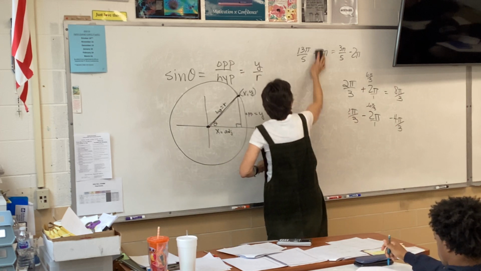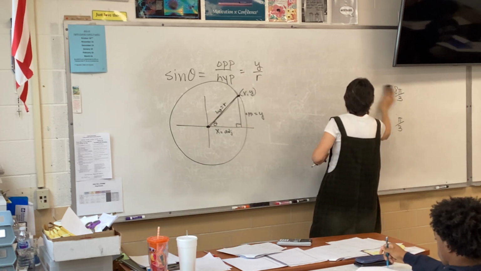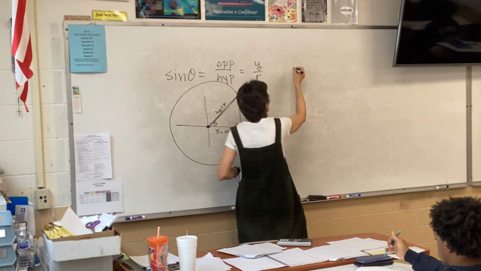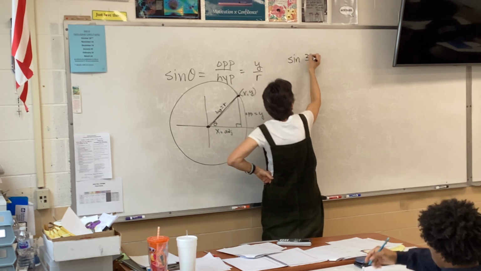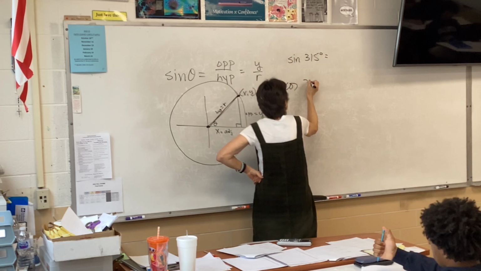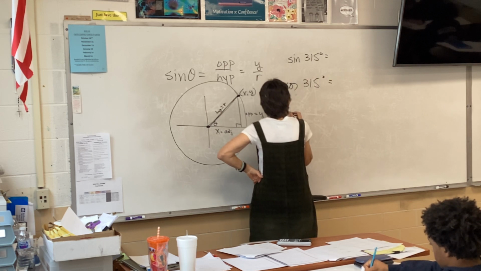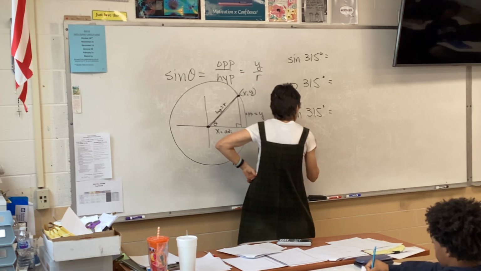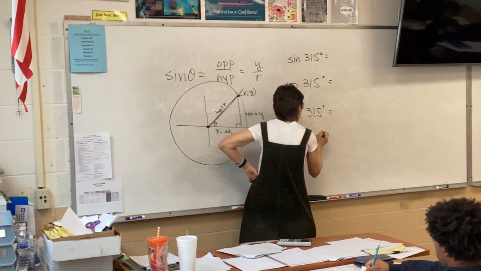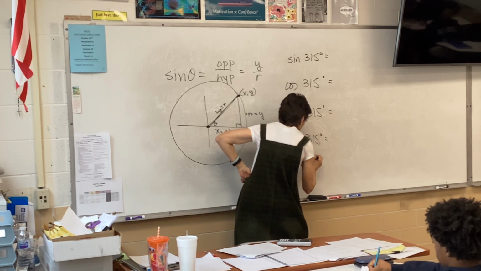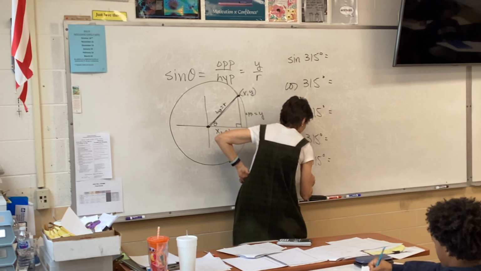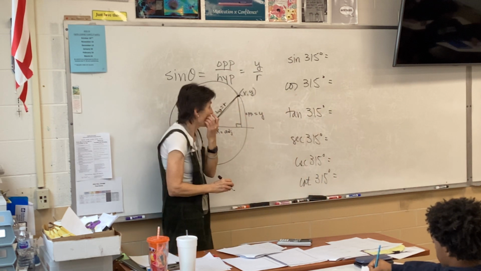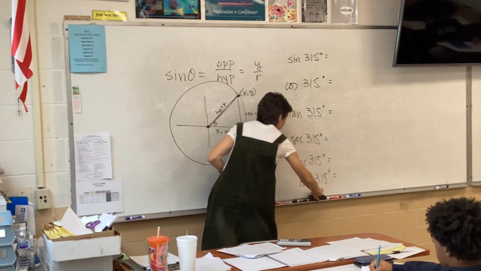Here we go. We're gonna find all 6 trig functions for 315 degrees. So we're gonna find the sine of 315, we're gonna find the cosine, we're gonna find the tangent, we're gonna find the secant, cosecant, and cotangent. Okay, here we go. Any thought on what we might do first?